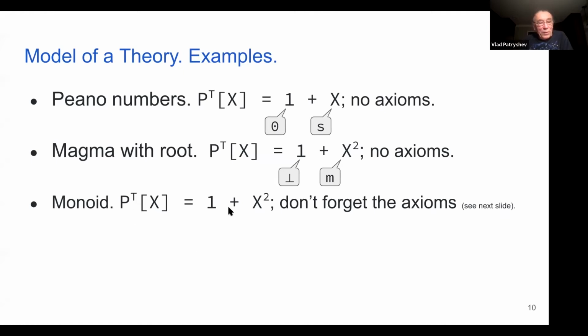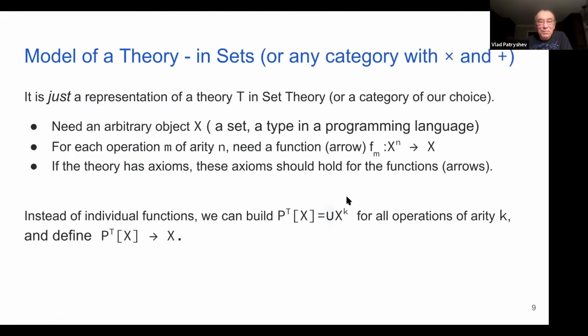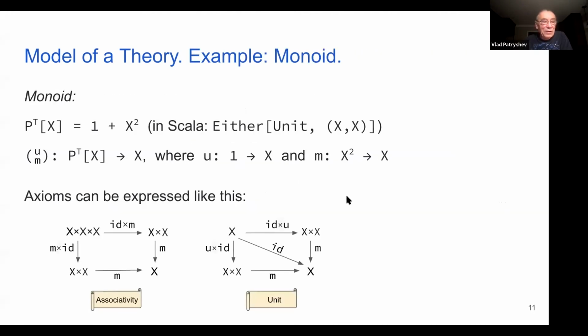Monoid. We have 1 plus x squared. Why? We have a nullary operation and a binary operation, but we also need axioms. So this P should satisfy some axioms because these functions should be satisfying the axioms. So here's how it looks. In Scala, because it's 1 plus x squared, we can model it like this, Either of Unit and (x, x). So that's how this algebraic expression can be written in Scala.